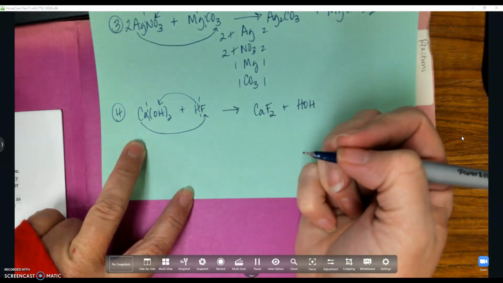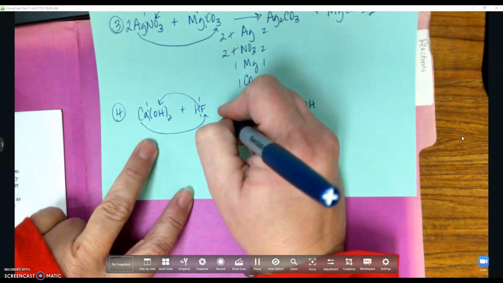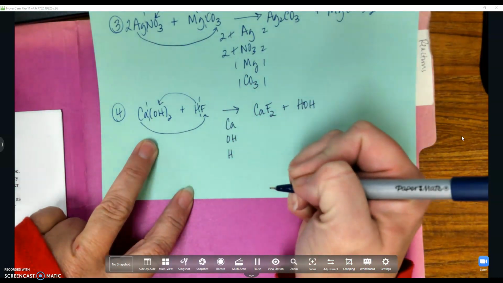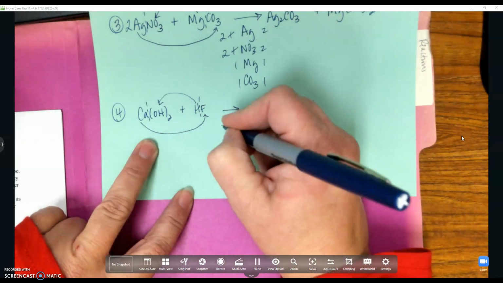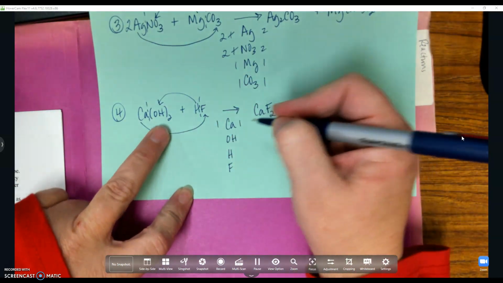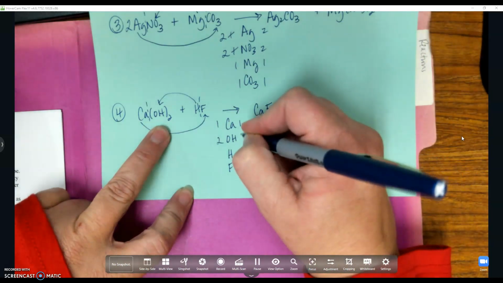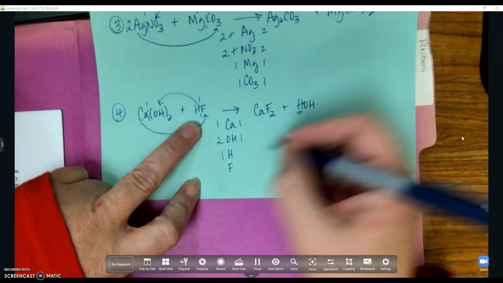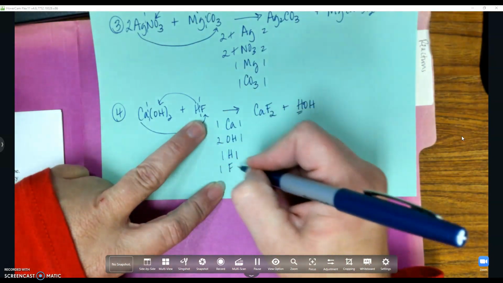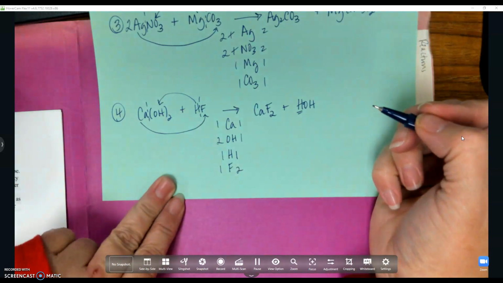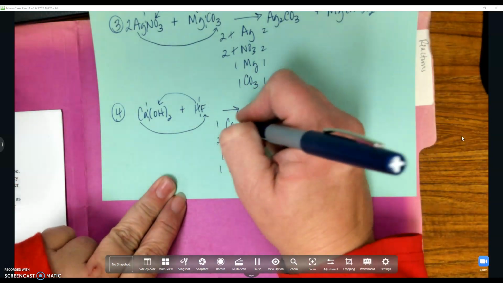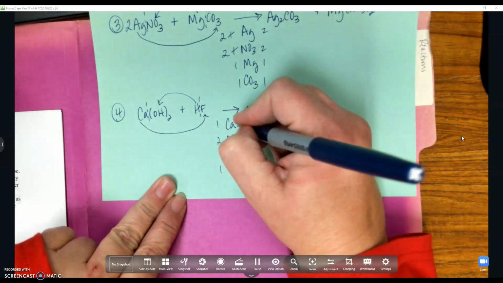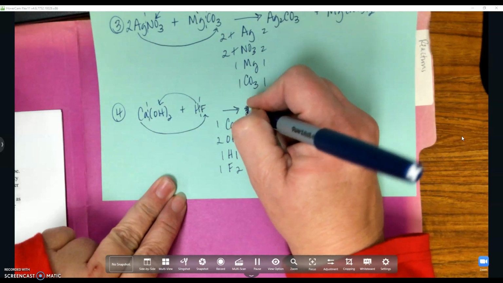So let's see. We have calcium, hydroxide, hydrogen, and fluorine. So 1 and 1, 2, and I only have 1 over there. 1 hydrogen here, and remember this is the hydrogen by itself. And then fluorine is 1 and 2. Okay, so if I put a 2 here, that would become a 2, and that would become, oh, I didn't mean to do that. I'm so sorry. That's not what I meant to do.